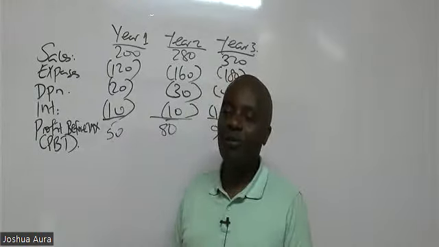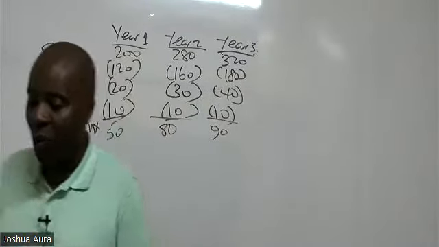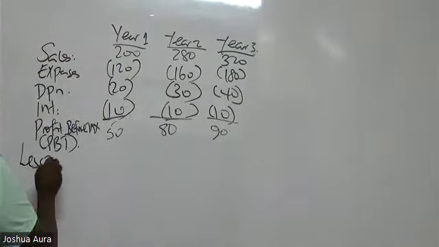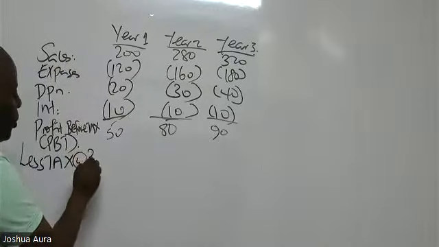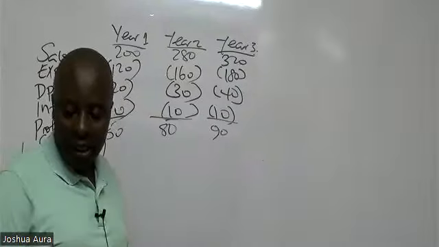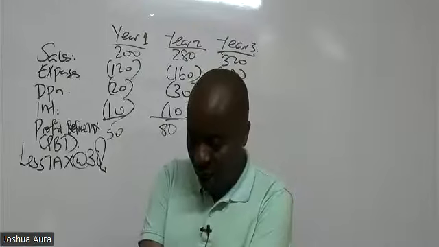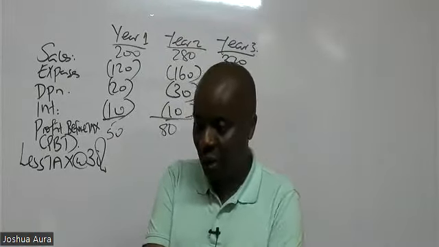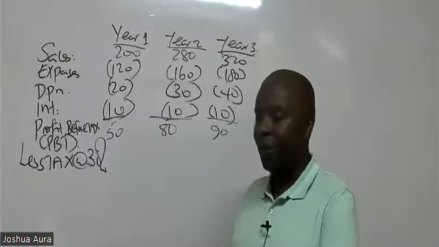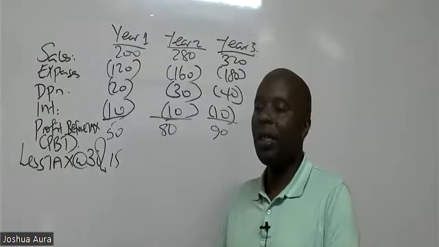So this is profit before tax. Once we get profit before tax, we go ahead right away and less tax. Have they given us the rate of tax? Oh, yes. They have told us tax is 30%. So could you kindly give me 30% of this figure? 30% of 50. This gives me 15. 30% of 80.